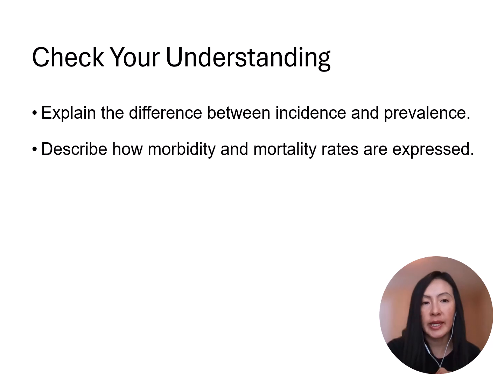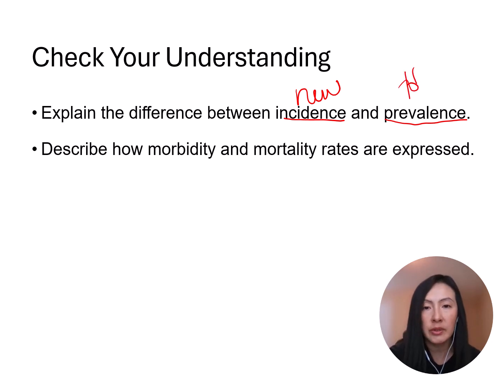This first checkpoint asks, explain the difference between incidence and prevalence. So incidence is the number or proportion of new cases of disease that appear in a population over a specific period of time. Whereas prevalence is the number or proportion of existing or total cases of a disease in a population at a given point in time.